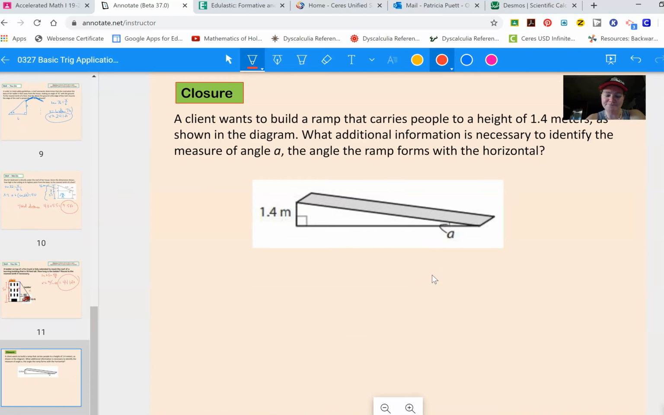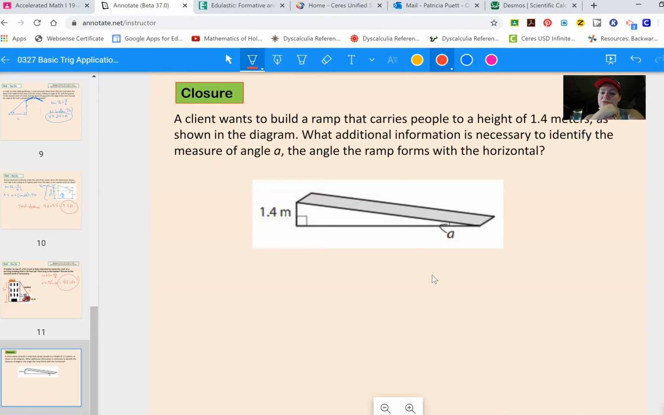Okay, closure time. A client wants to build a ramp that carries people to a height of 1.4 meters, as shown in the diagram. What additional information is necessary to identify the measure of angle A? So go ahead and pause and think about this one for a second.